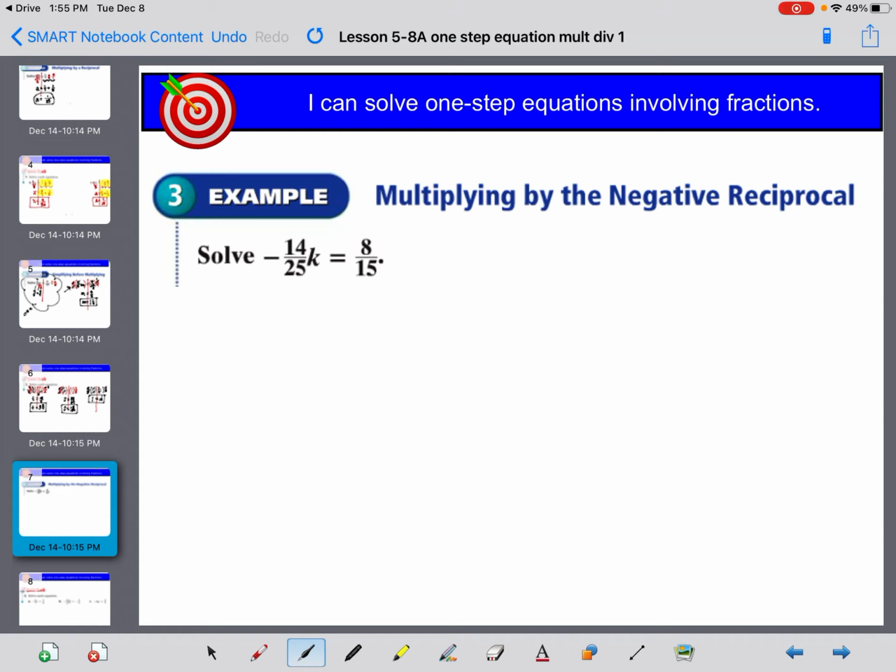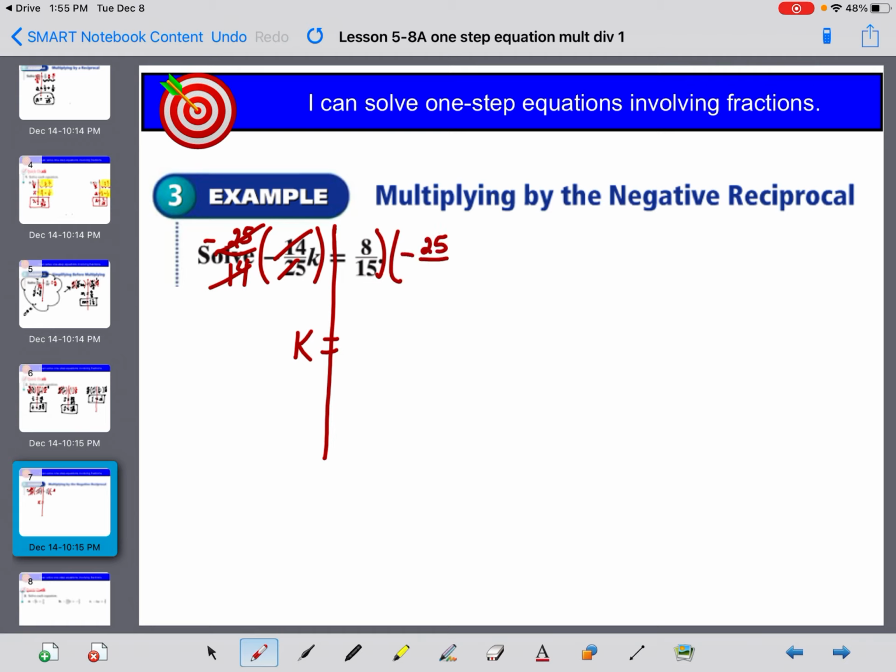Okay, what if I have a negative coefficient? Uh-oh. Don't fret. You can do it. Draw a line down the equal sign with me, please. I see that K is still being multiplied by a negative 14/25. Some of you try to add 14/25. But what's happening between this fraction and K? That's multiplication. So make sure that you are dividing, which is the same as multiplying by the reciprocal. So these cross off, and I'm left with K equals.